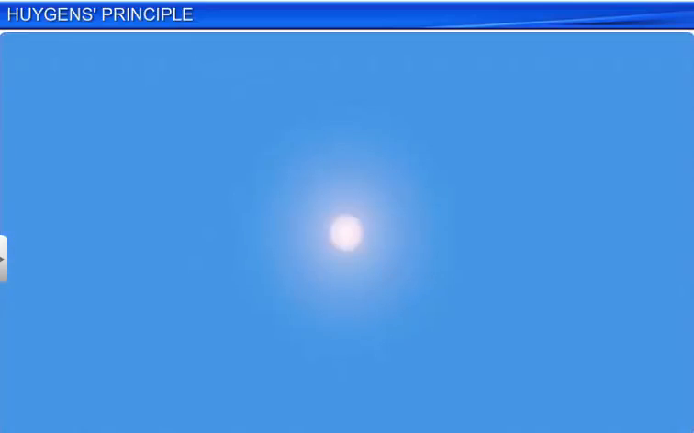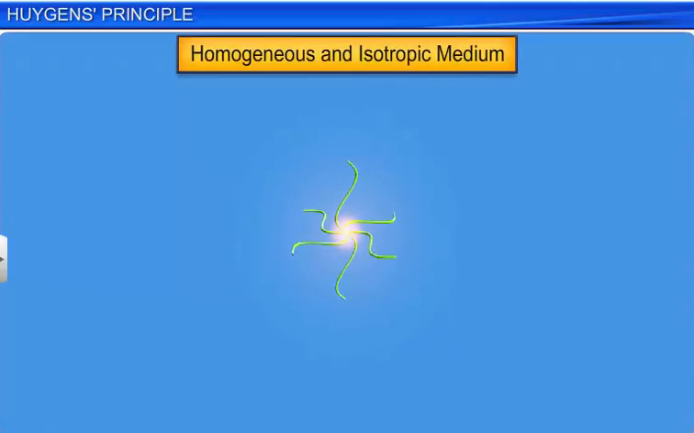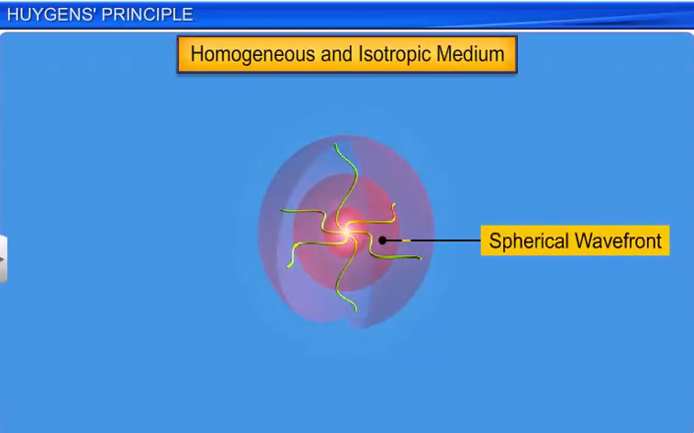Now consider a point source of light placed in a homogeneous and isotropic medium, emitting light waves in different directions. If the medium is homogeneous, the speed of light waves is the same throughout the medium, and if it is isotropic, it is the same in all directions. The loci of all points which have the same amplitude and vibrate in the same phase form a sphere with its center at the source of light. Hence, a spherical wave front is generated when a point light source is placed in a homogeneous medium.